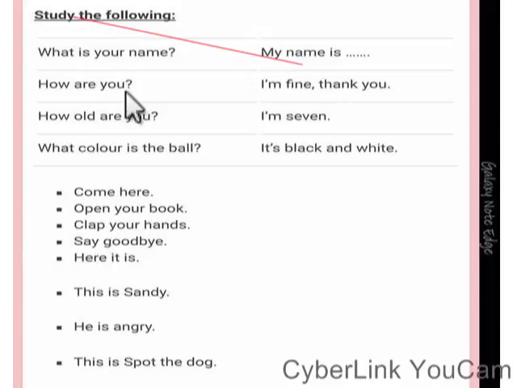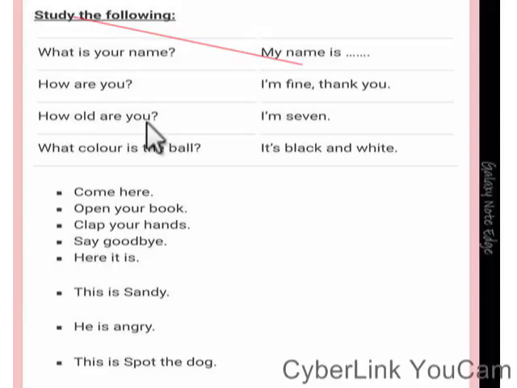So question number 2, if I want to ask someone how he or she is, in Arabic how do I say it? I say, how are you? The question will be how are you, the answer will be: I'm fine, thank you.